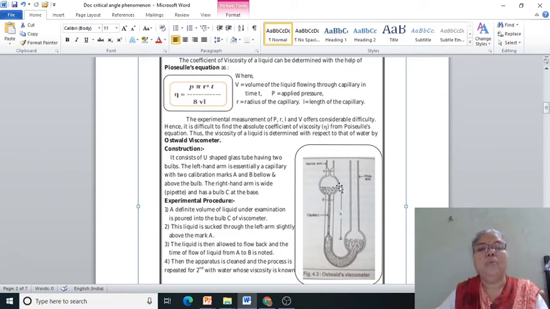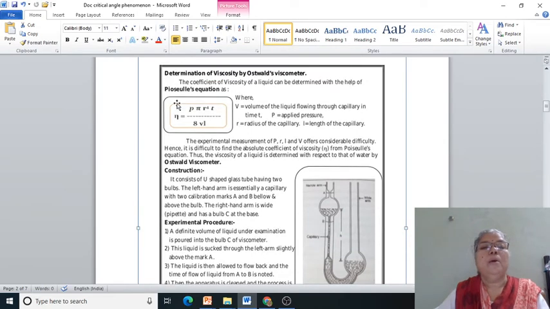Then how can we determine the viscosity by this Ostwald's viscometer? The coefficient of viscosity of a liquid can be determined with the help of Poiseuille's equation, and Poiseuille's equation is eta equals P pi r raised to 4 into t upon 8 V L.